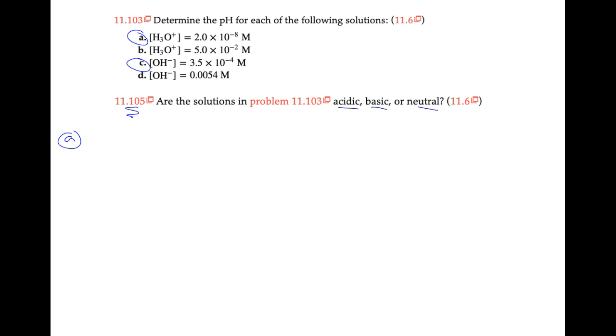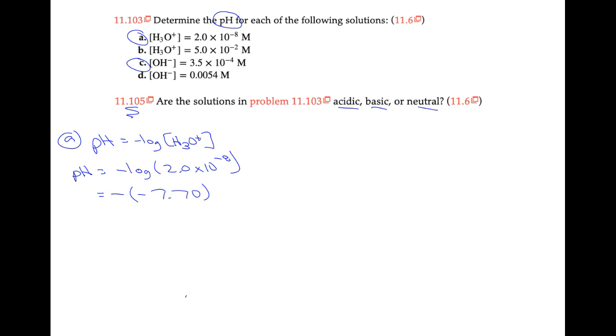to the negative 8 molar, and we're asked to find the pH. You might remember the formula: pH is equal to the negative log of the concentration of hydronium. So this one's pretty straightforward. We just plug the numbers in. We get minus log of 2.0 times 10 to the negative 8. I'll leave out the units. And of course, when we punch that in our calculator, we get negative of negative 7.70.